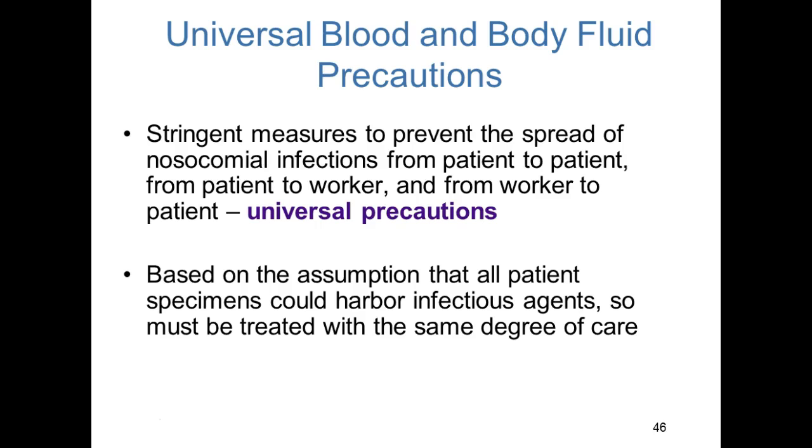Universal blood and body fluid precautions were developed by the CDC, and they are stringent measures to prevent the spread of nosocomial infection from patient to patient, from patient to worker, and from worker to patient. We call these universal precautions. Many of the things that you will be learning in microbiology, aseptic technique, for example, will translate into universal precautions.